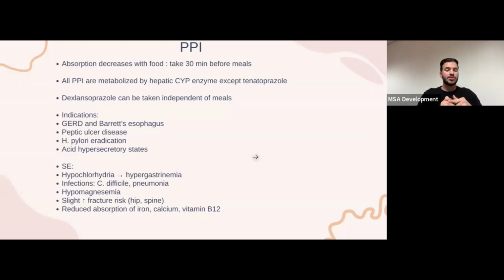Now, what are some side effects for PPI? First of all, hypochlorhydria, which can later on lead to hypergastrinemia and G-cell hyperplasia. Infections like C. difficile can occur, and also pneumonia. We have hypomagnesemia, slight increase in the fracture risk, and reduced absorption of iron, calcium, and vitamin B12.